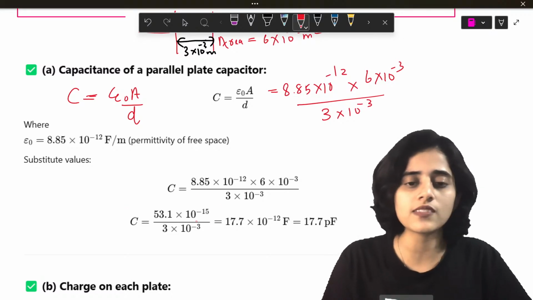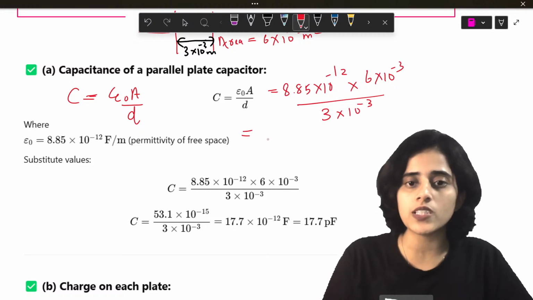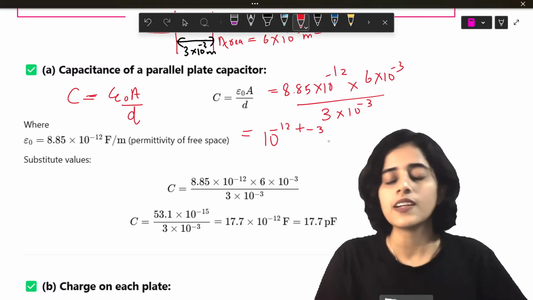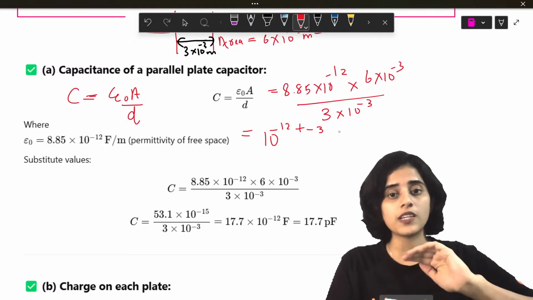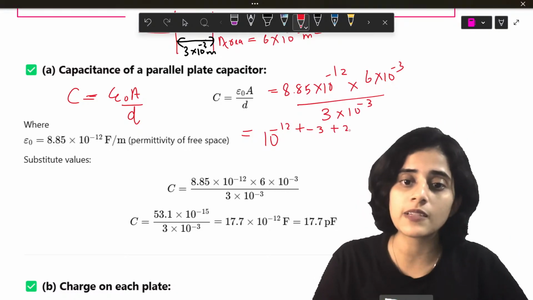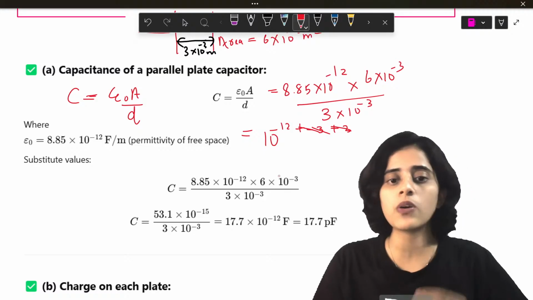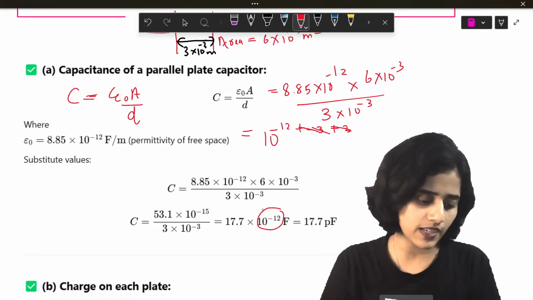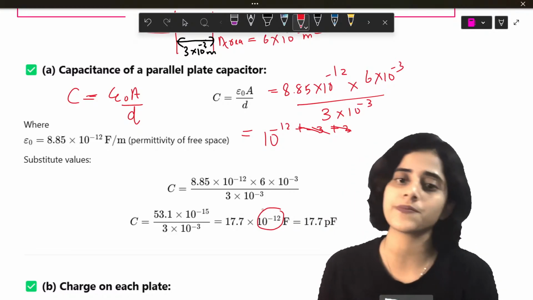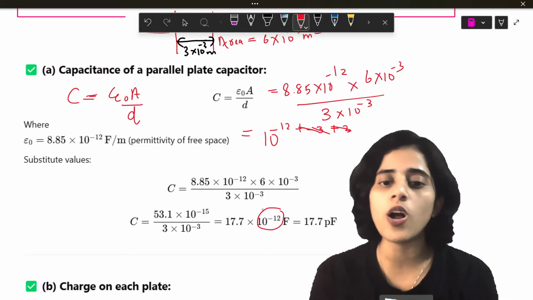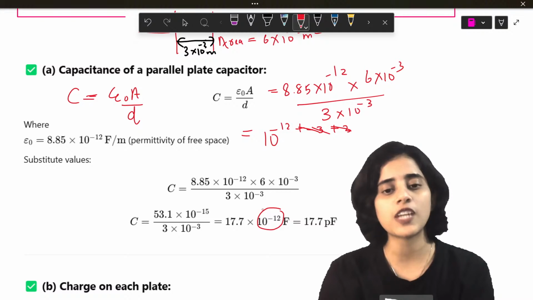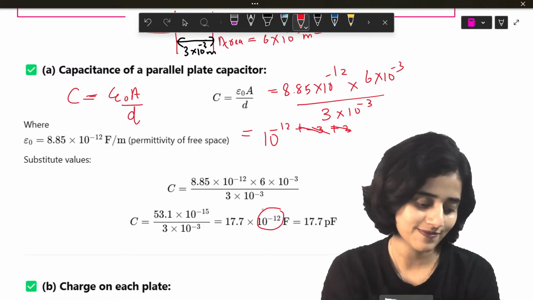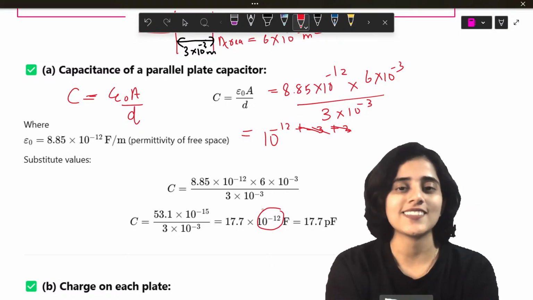Now you just have to do the math. I already taught you how to solve the powers. So you take 10 raised to minus 12 plus minus 3. Then 3 into 10 raised to minus 3 is in the denominator, so when that 10 raised to minus 3 comes up, it will be plus 3. So this will cancel. The power will be 10 raised to minus 12. And then you multiply and divide the rest of the numbers: 8.85 into 6 divided by 3. Are you all getting 17.7 into 10 raised to minus 12 farad, or 17.7 picofarad? Getting it?